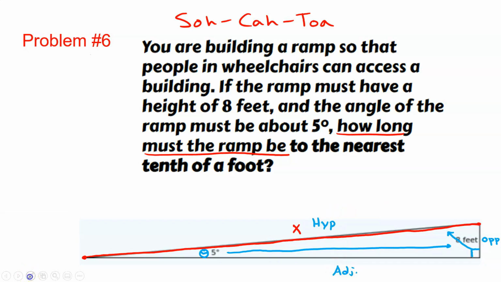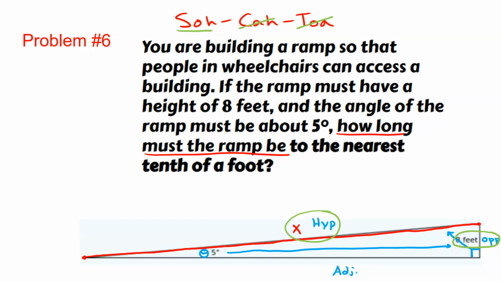Let's ask ourselves, what do they give us? What are we trying to find? They give us the opposite. I know it's kind of covered up there, but it was 8 feet. And we are trying to figure out the hypotenuse. So what has opposite and hypotenuse? Tangent has opposite, but it has adjacent. Cosine has hypotenuse, but it has adjacent, and we don't have that. So we're going to use sine to our advantage.